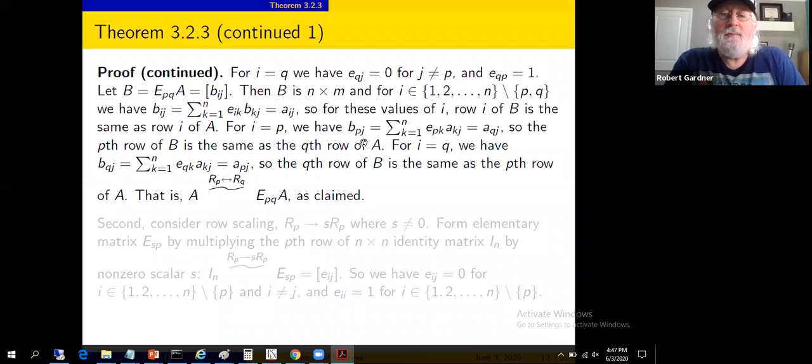So the Pth row of B equals the Qth row of A. Talking about in the matrix product now, as desired. The Pth row of B is the same as the Qth row of A.